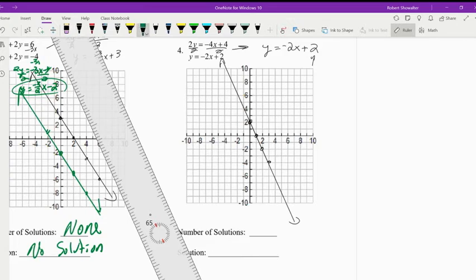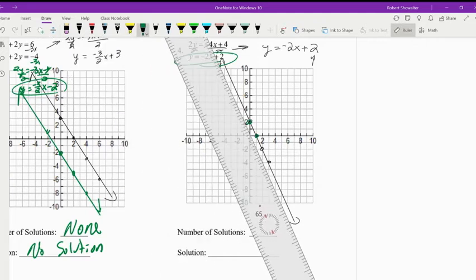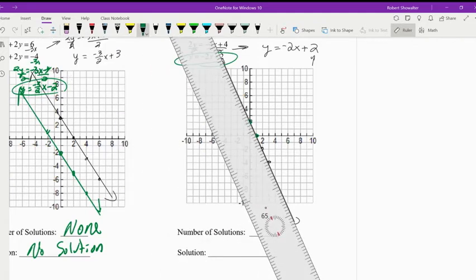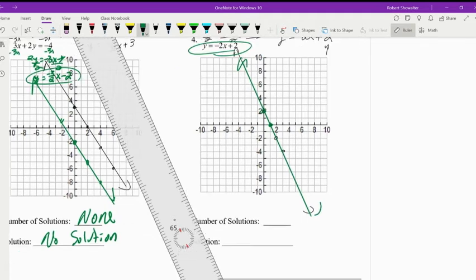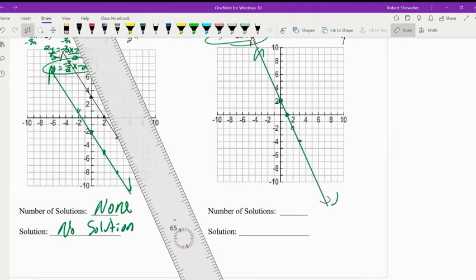Now let's do the second one. We're going to do it in green. Oh my gosh. Take a look at that. It looks like it's the same exact point, which is totally weird, but also exciting. What happens is when we graph those two equations, they go right on top of each other. When that's the case, we have infinitely many solutions.